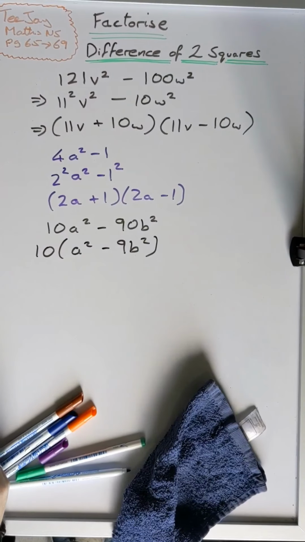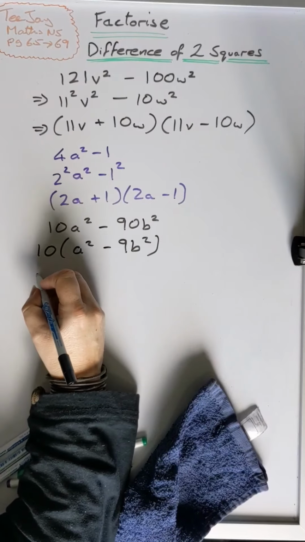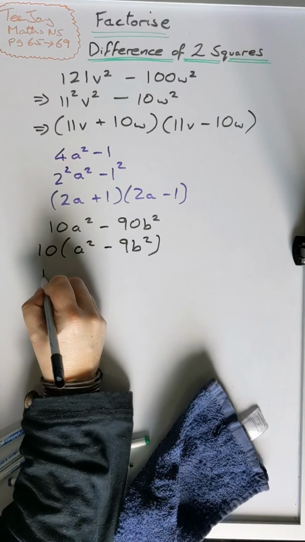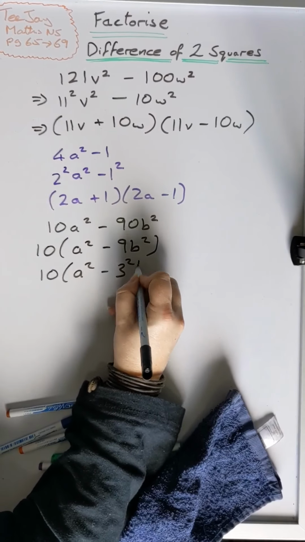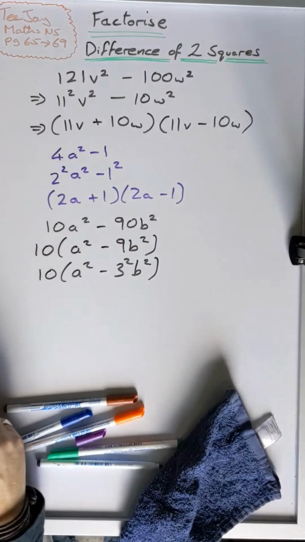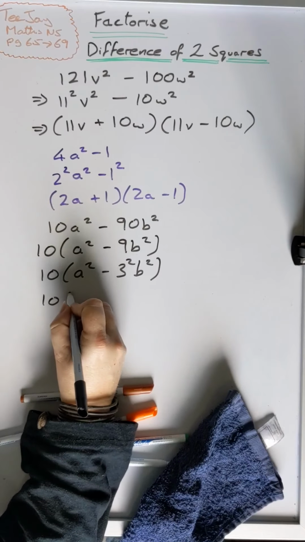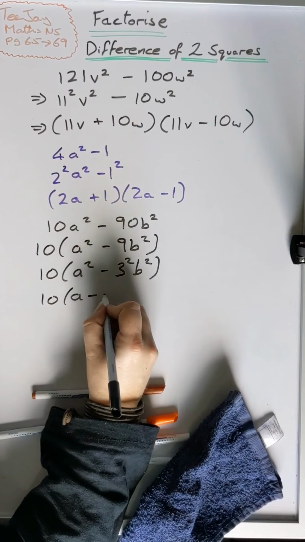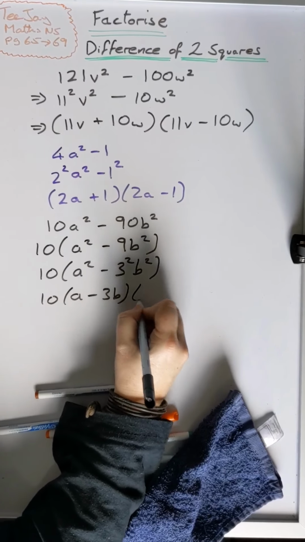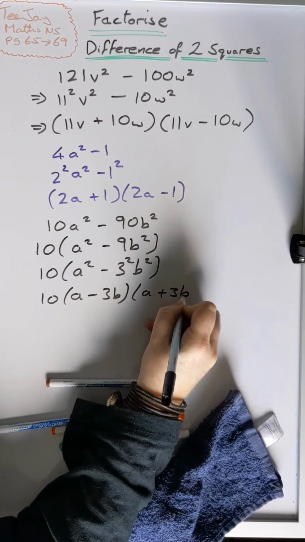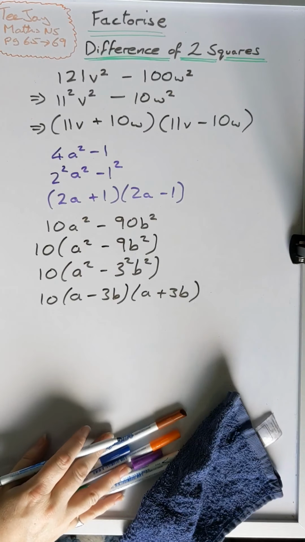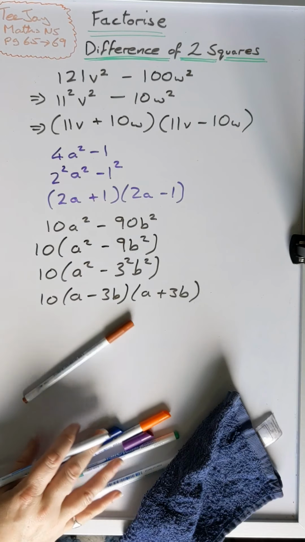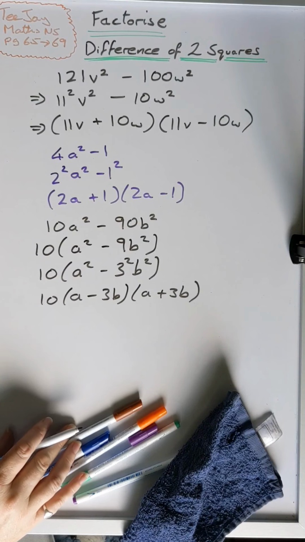And lo and behold, we've got a nice little square we can work with. So 9 is 3 squared, so 10 times a squared minus 3 squared b squared is what we're really dealing with. So we get our line 10, a minus 3b, a plus 3b. I wrote it the other way around this time, it doesn't make a difference. Okay. And that is the difference of two squares.